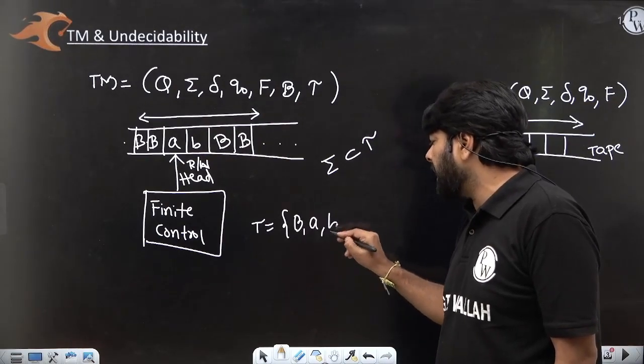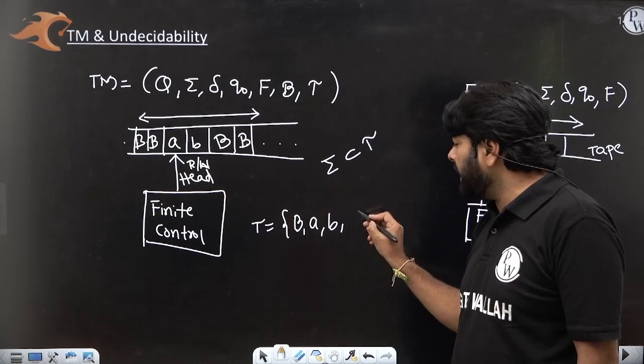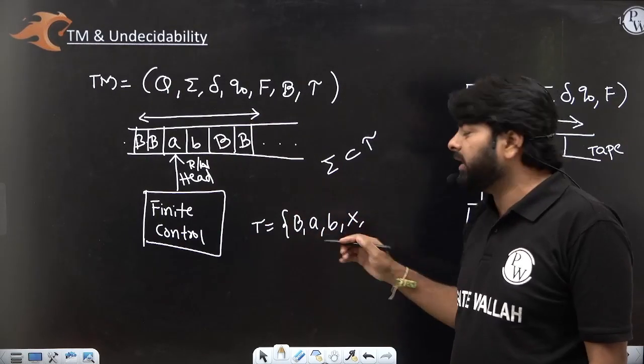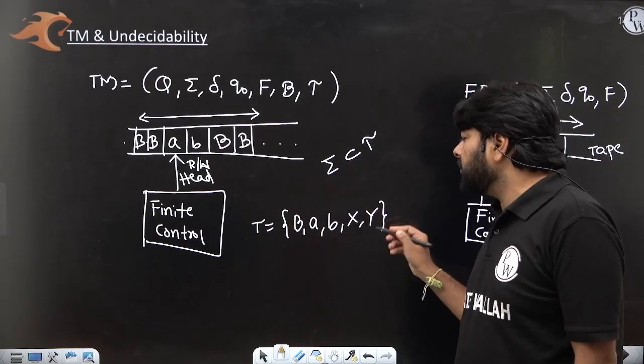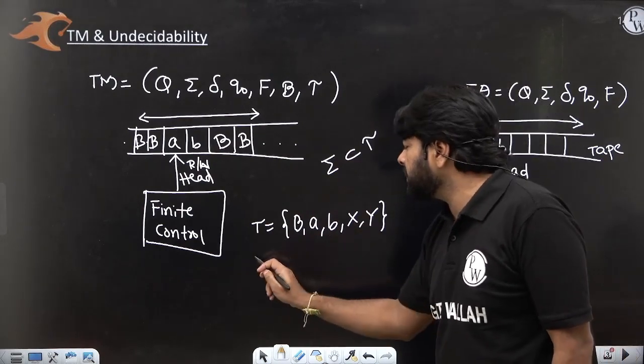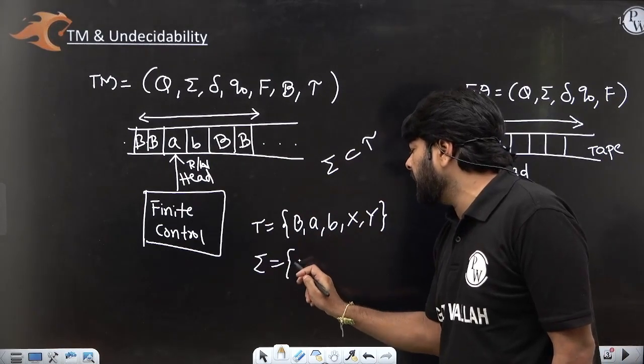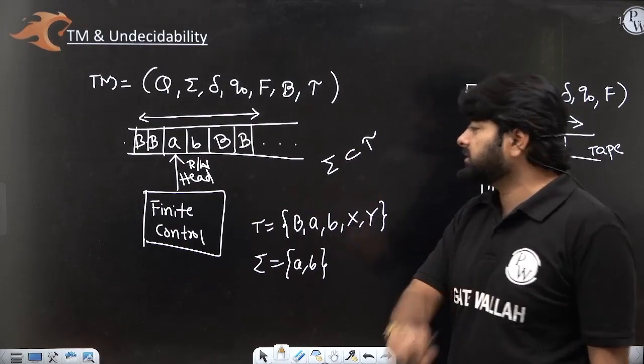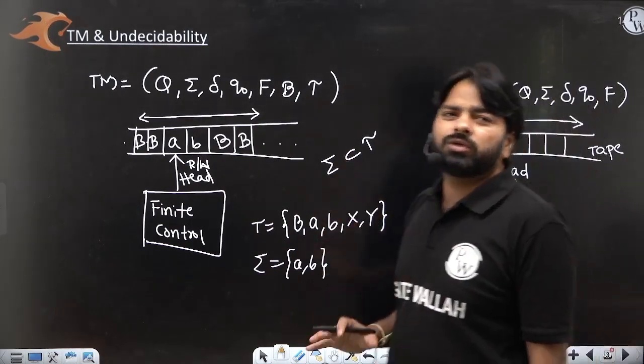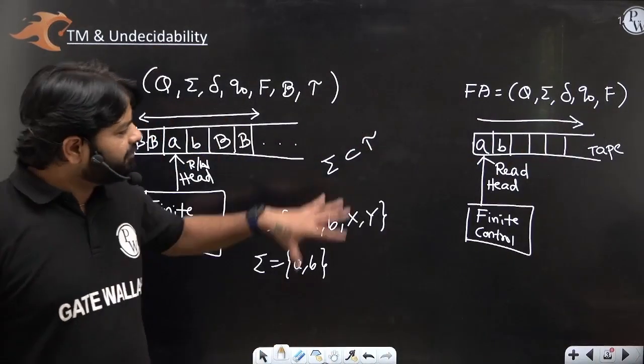Apart from this, the A you may replace with X, B if you want replace with Y, maybe more symbols you can include in the tau, but here the sigma is only A and B. That's it.